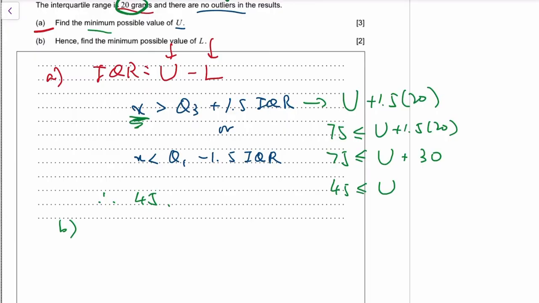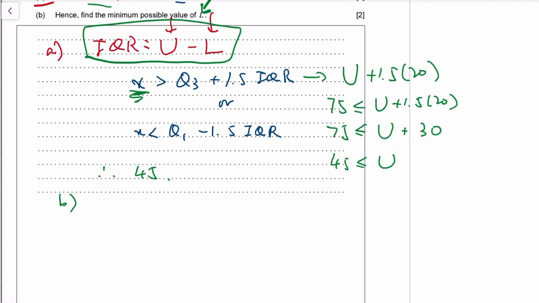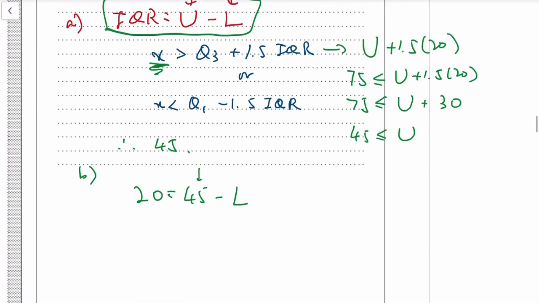Then for part B, now we can find L, which is the lower quartile in the question. Then we'll probably use this, because if the upper quartile is taking the lowest value, then the lower quartile is also taking the lowest value, because the difference has to be 20 for the interquartile range to be 20. So L is 25.